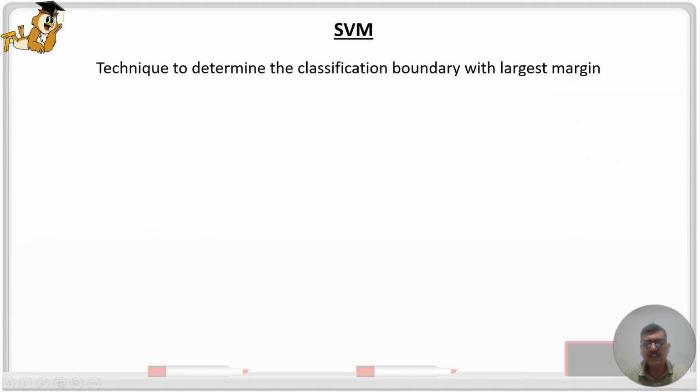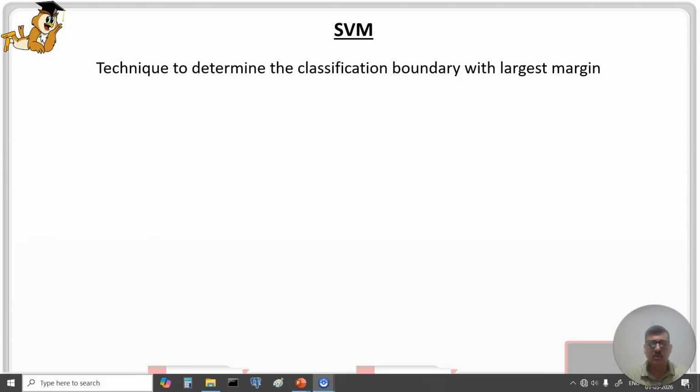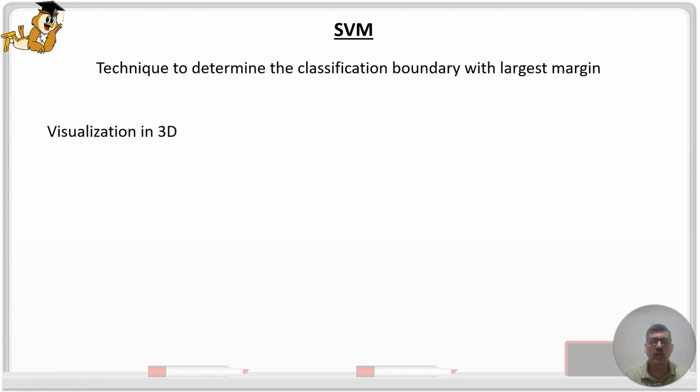So what then is an SVM? The SVM is a technique to determine the classification boundary with largest margin. Remember, we said that SVM has a clear interpretation. This is that clear interpretation. SVM is a technique that gives you the best generalization by choosing the classification boundary with the largest margin. Okay, so that is what it does.